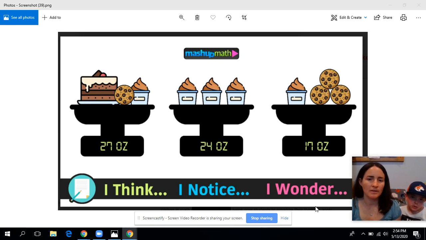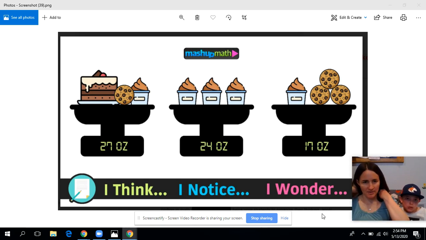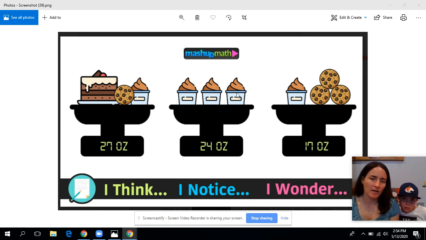I noticed that they're all foods. They're all foods. Yep, absolutely. I noticed that this is like frozen yogurt. This frozen yogurt is on each of the scales. It's the only item that's on all three scales. And I also noticed that this middle one is the only one that has all of the same food items on it. Anything else you notice? No.